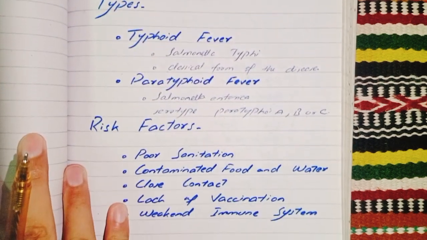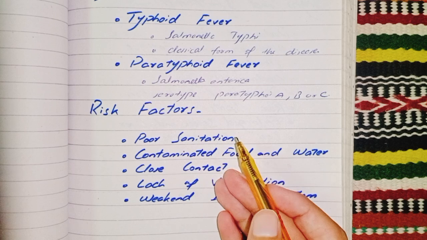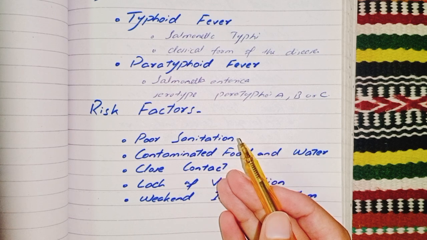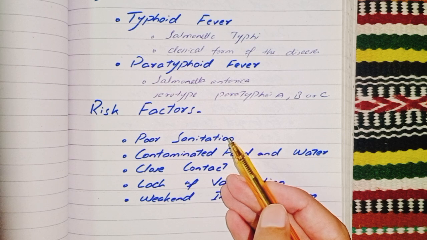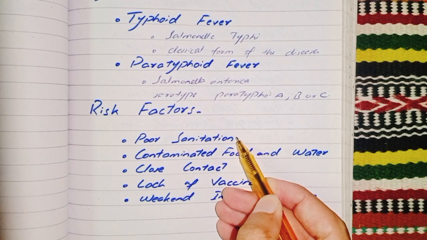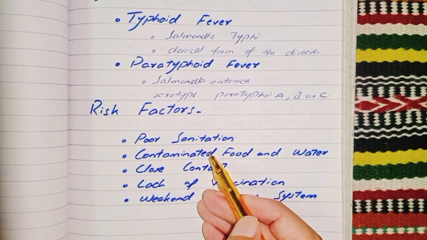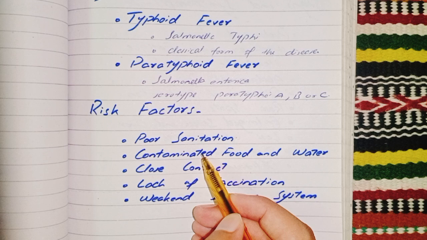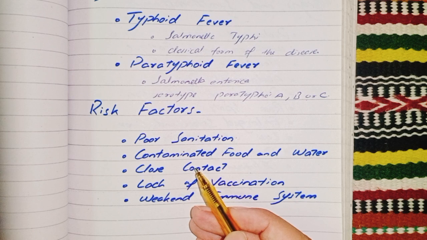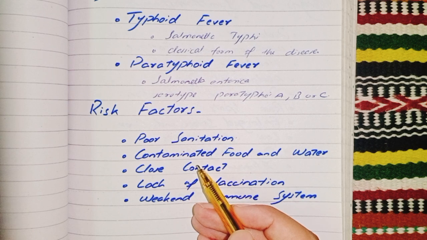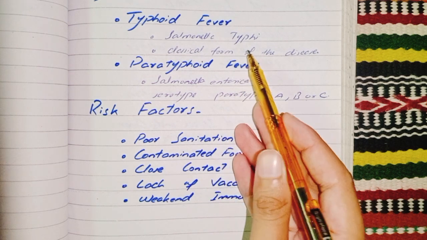Our next section is about the risk factors. First risk factor of typhoid fever is poor sanitation. Living or traveling to areas with inadequate sanitation facilities increases the risk of exposure to contaminated food and water. Our next risk factor is contaminated food and water. Consuming food or drinks prepared by someone who is infected or a carrier of the bacteria. Our third risk factor is close contact. Maybe you are living in close quarters with someone infected or carrying Salmonella typhi.